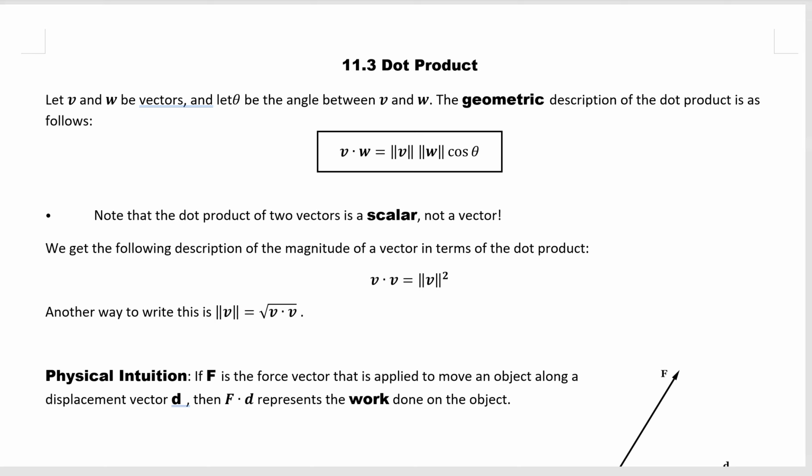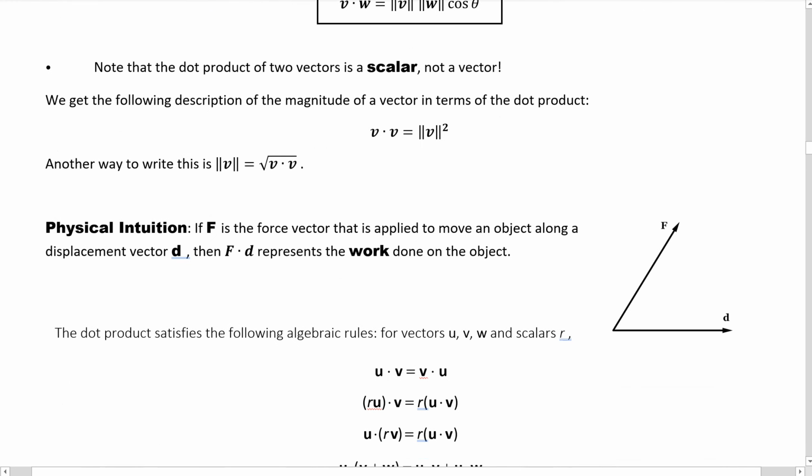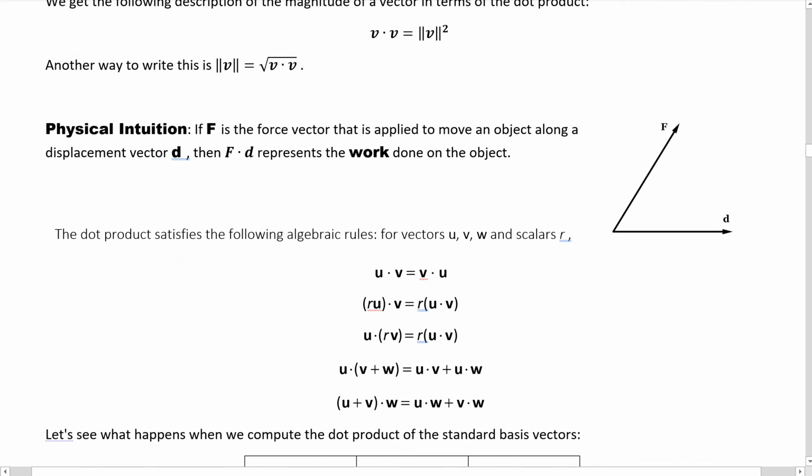Okay, and we do have some physical intuition for dot products. If F is a force vector that is applied to move an object along a displacement vector D, so this is the force, and this is the displacement, then F dot D represents the work done on the object. Okay, so let me draw a picture here. Theta is the angle between F and D.